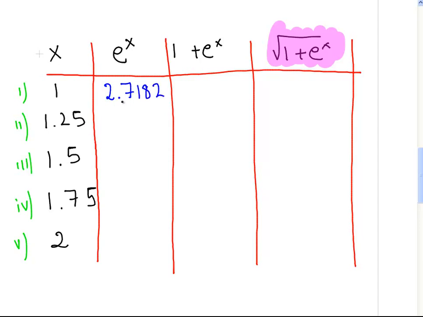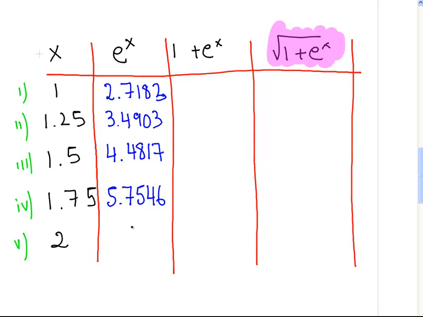We'll just keep 4 decimal places. The exponential of 1 is 2.7182, or 3 actually would be a bit closer. For 1.25, that would be 3.4903. The exponential of 1.5 is 4.4817. 1.75 is 5.7546, and finally the exponential of 2 is 7.3890. Now we're going to add 1 to each of those values, a rather simple exercise.